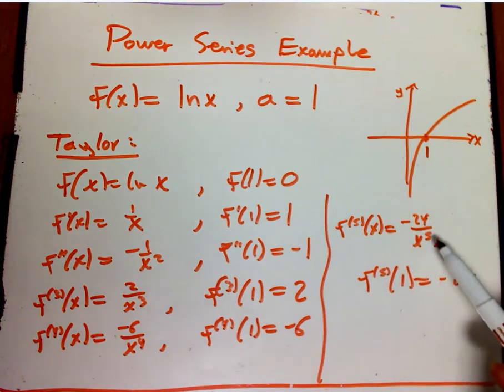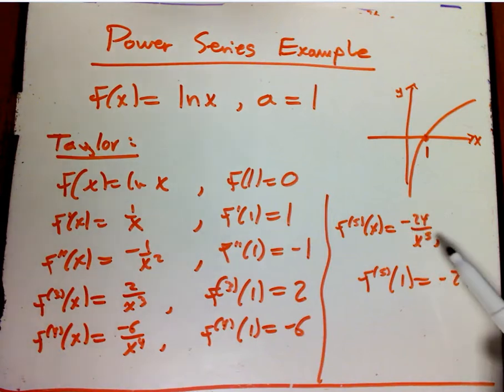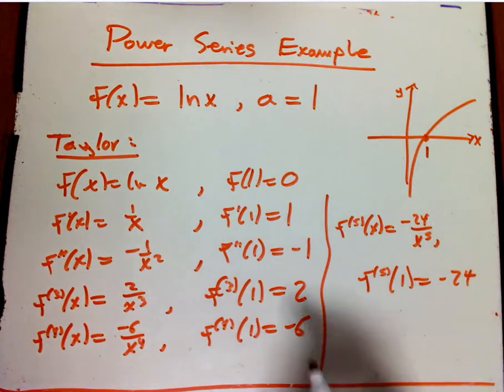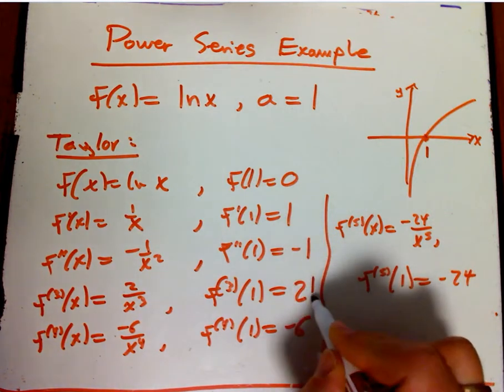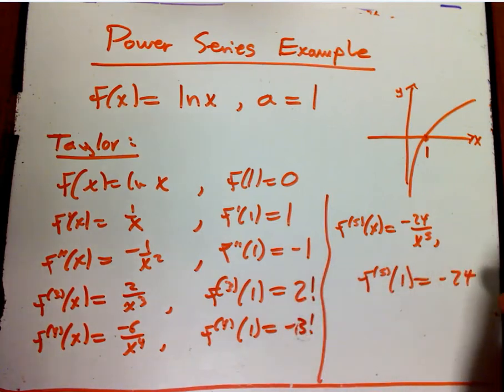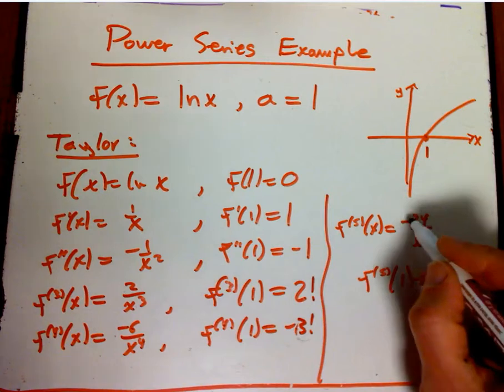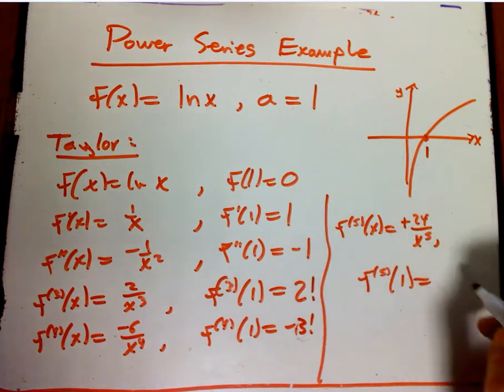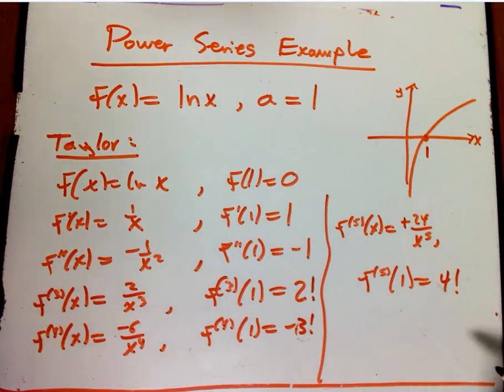If I do another one, I'm going to get a minus 5. So the sign's going to switch again, and I'm going to get 5 times 24, or in other words, 5 times 4 times 3 times 2 times 1. And this was 3 times 2 times 1. So let me rewrite this. This is 2 factorial. This is minus 3 factorial. And I got the sign wrong. This was a plus. Yeah, and that's 4 factorial. Okay, so hopefully you noticed that.